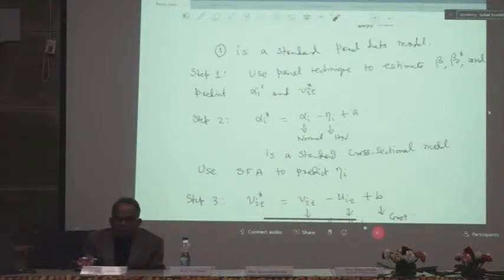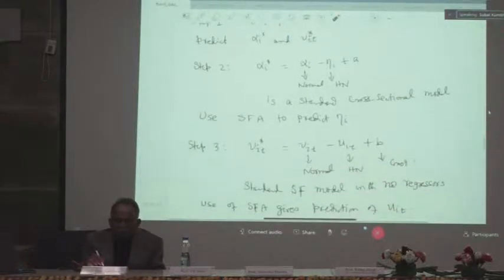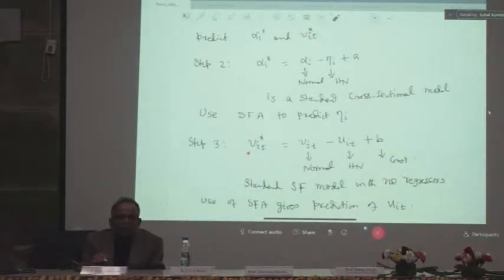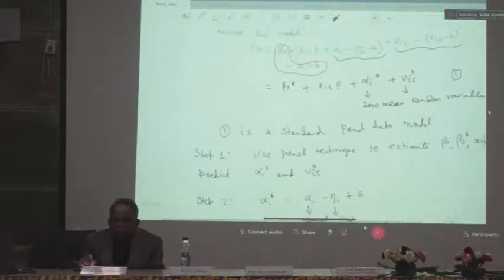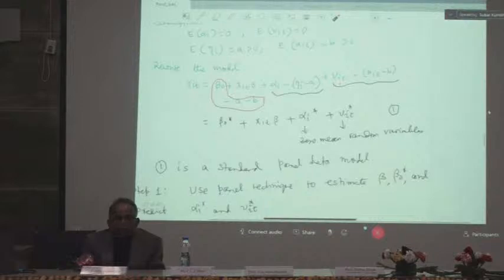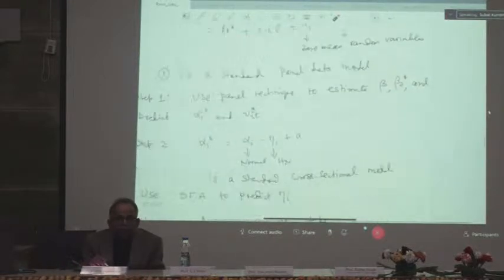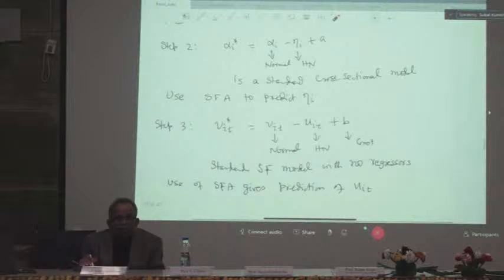Okay, then again we go to step 3. And what is step 3? Well, you get a predicted value of v_it star. Because remember, when I run the panel model, I get alpha_i star and I get v_it star. What is v_it star? Okay, let's go back. This is v_it minus u_it plus B. So I'm writing v_it star is equal to v_it minus u_it plus B. And remember, this is a predicted value, that means this is a number. Right? Stata will give you one value for each i, t. So this is going to be kind of a new variable that is being created after you estimate the model. Okay.